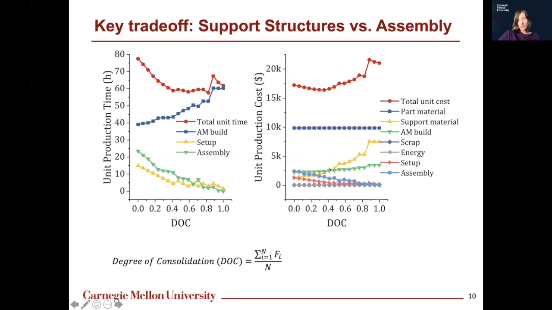But that is countered by increasing costs from the support structures that are needed for these larger consolidated parts. And so that results in an interior optimum of consolidation. And you can get an intuition that this would apply to other systems as well, because as you increase the number of parts that are consolidated, it's more difficult to orient it within the build to reduce the support structures that are needed there.